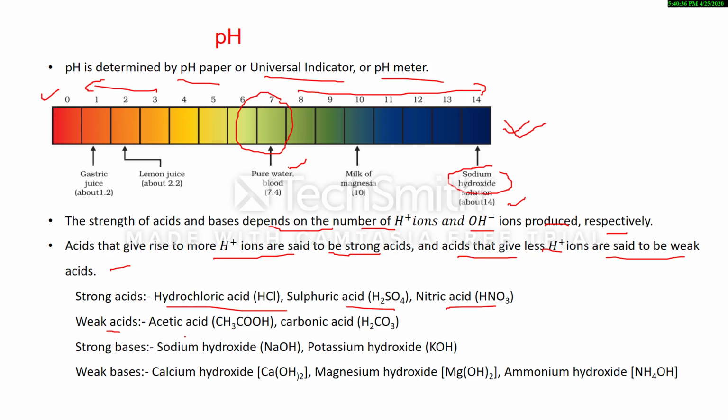Examples of weak acids: acetic acid, carbonic acid, H2CO3. Strong bases: sodium hydroxide, potassium hydroxide. Weak bases: calcium hydroxide, magnesium hydroxide, and ammonium hydroxide. These are some examples of strong acids and bases, weak acids and bases.